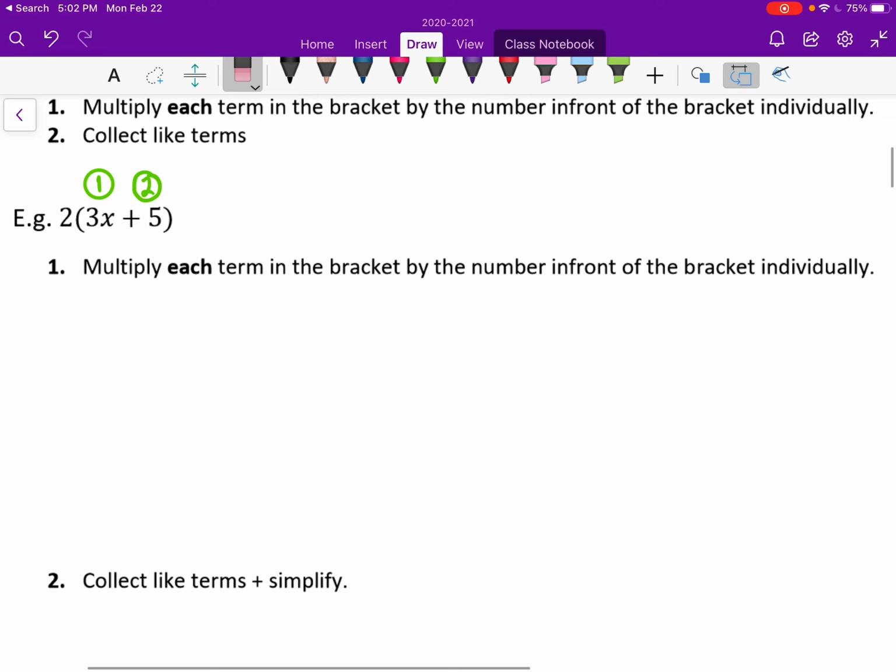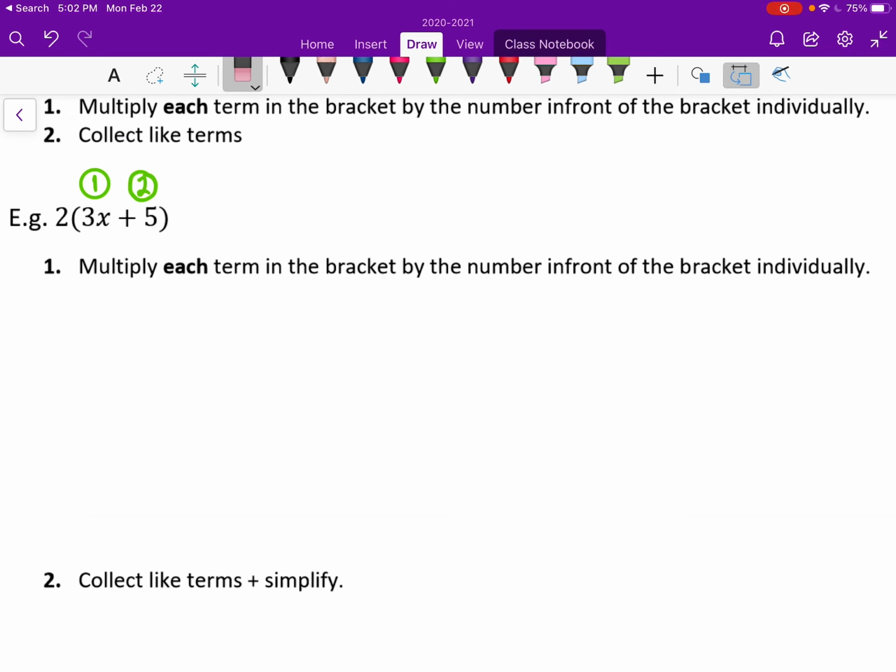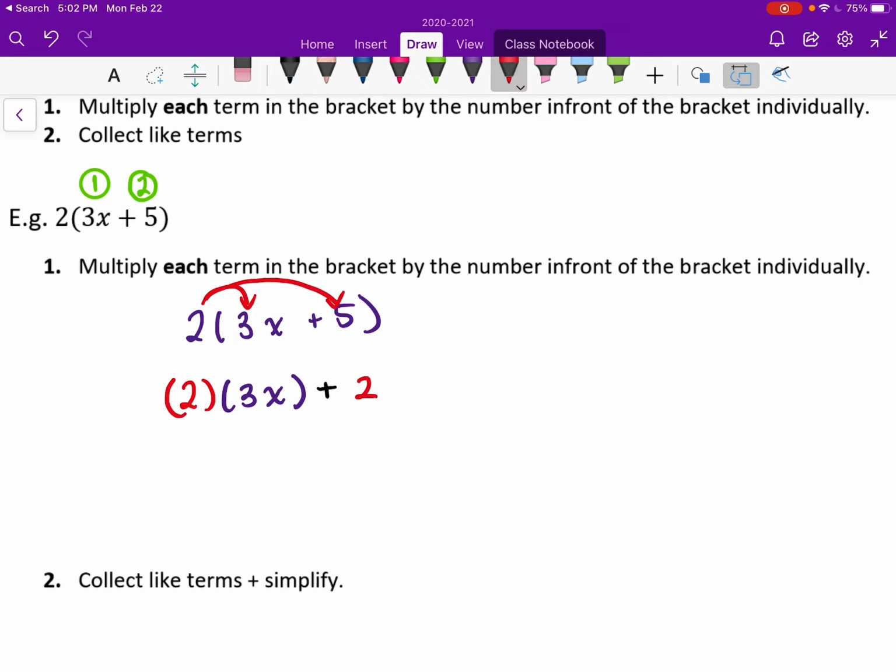So it says multiply each term in the bracket by the number in front. So how I like to write this is I like to write it as, we have 2, 3x plus 5. And I'll do this in a different color. So first thing I'm going to do is I'm going to distribute the 2 to the 3x. So I'm going to do 2 times 3x. Then I know that there's this plus in the middle, and I'm not really going to do anything with that plus. I'm just going to distribute that there. Then I'm going to distribute the 2 and the 5. So I'm going to say 2 multiplied by 5. Now, the 2 is multiplying every term in that bracket individually without anything else.